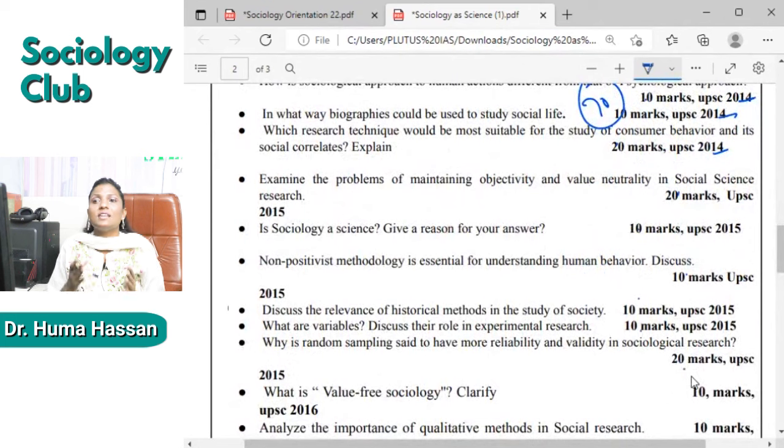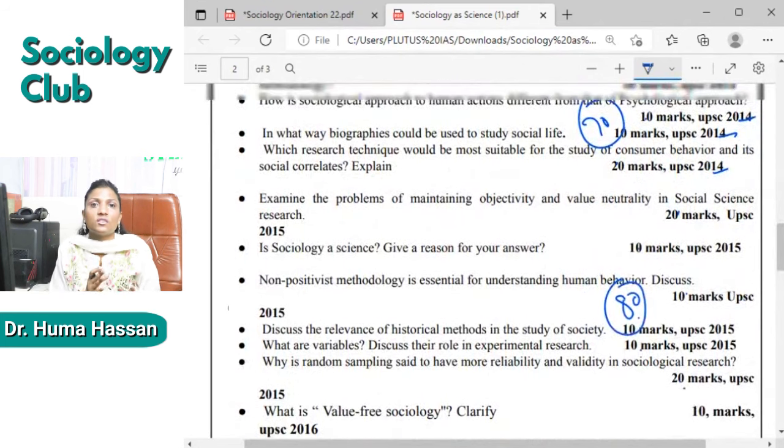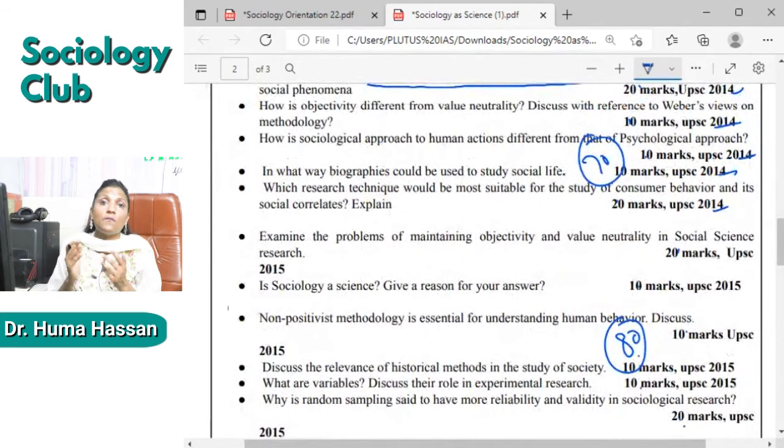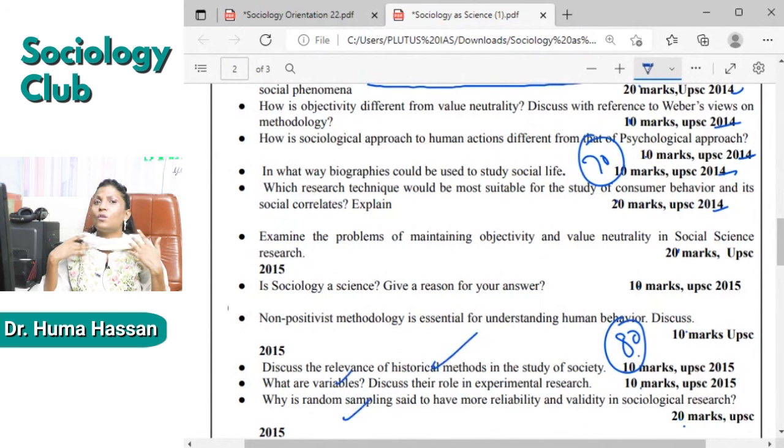So what is objectivity? What is subjectivity? What is positivism? What is anti-positivism? If you are saying that sociology is science, how are you saying it, and what are non-positivist methodologies? All these things you need to understand. Variables, random sampling. This is not an easy topic. Please, guys, wherever you are taking coaching, or whichever videos you are watching on YouTube, don't take these two topics non-seriously. That's what I would say.